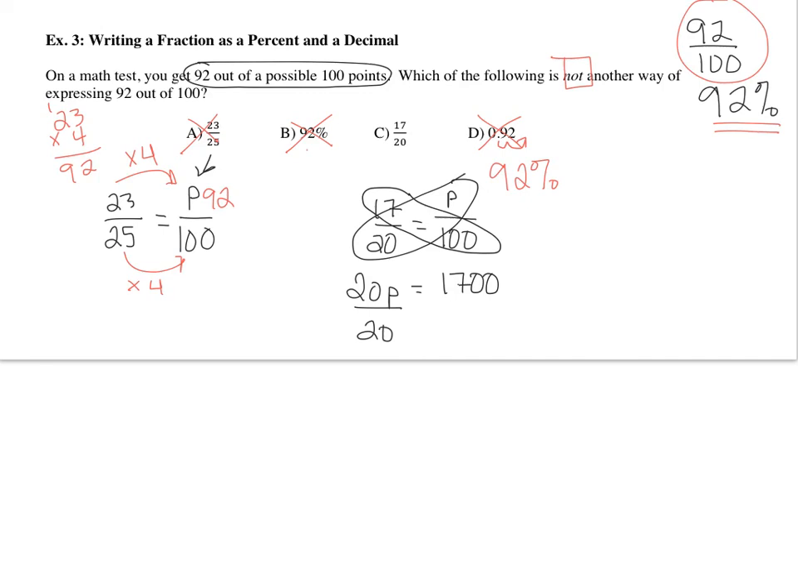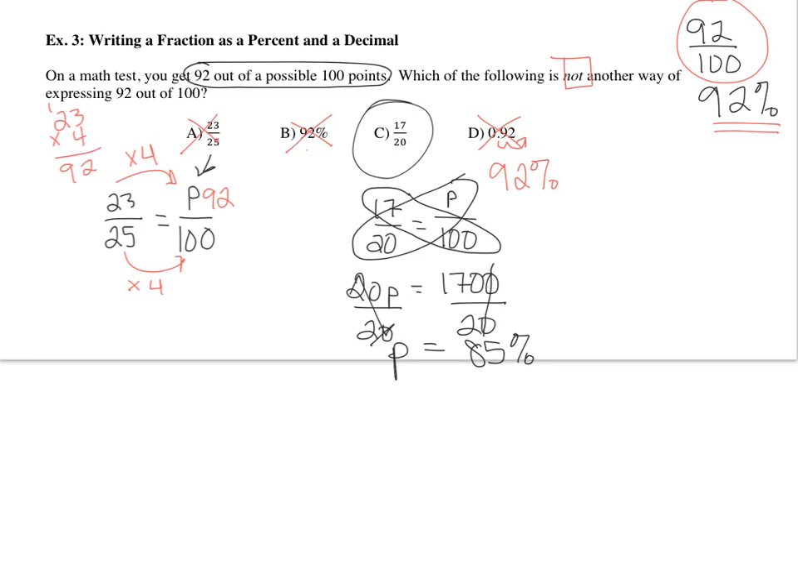Divide both sides by 20. Those 1 out. So P is equal to, I can cancel those zeros because it's like dividing by 10. 170 divided by 2 would be, I think, 85%. So P would be 85 over 100, which is the same thing as 85%. And 85% is not the same thing as 92%. So our answer is C.